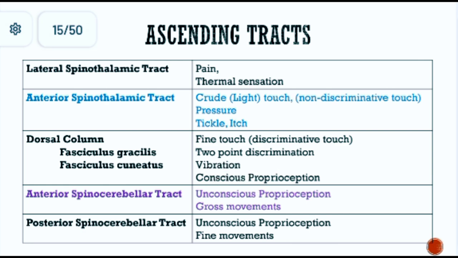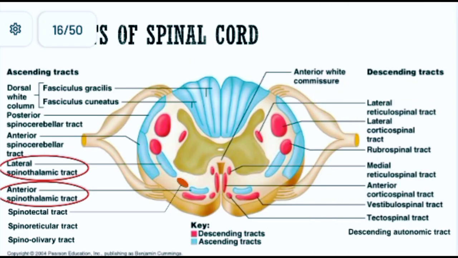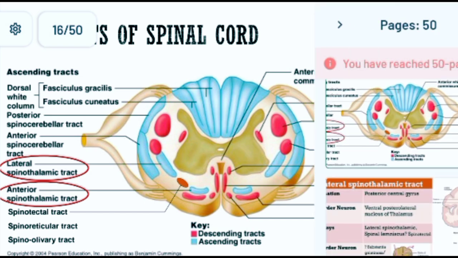Okay? Then we also have the posterior spinocerebellar tract, which is for unconscious proprioception and fine movements. Remember, these two are both involved in what? In unconscious proprioception. Okay, so we can see these are the fibers that we've talked about.